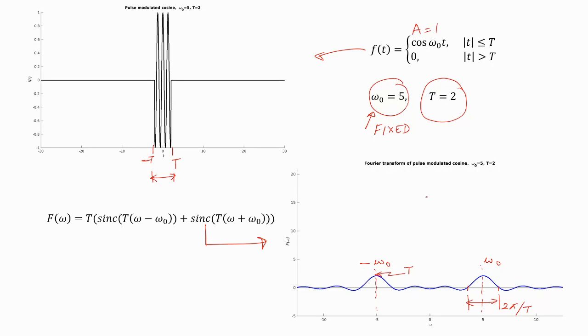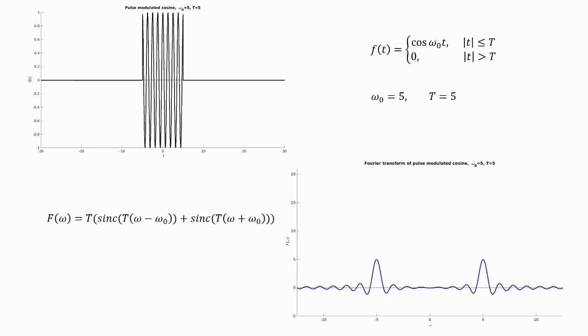And now we'll see that as we increase the value of T, my signal will better approximate the cosine function and the sinc functions will become narrow and the amplitudes will increase so that eventually I'll approach the Dirac delta functions. So this plot is for the case when T is equal to 2.